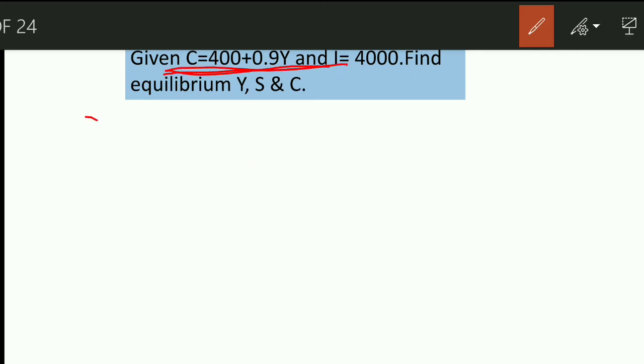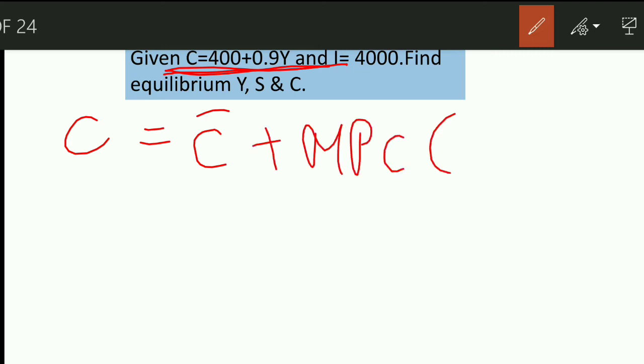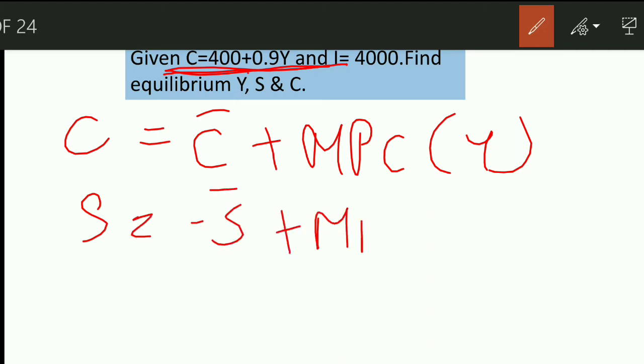What I did, first of all, I equated this equation with the equation of consumption. I told you that consumption is equal to autonomous consumption plus MPC into Y. All right, we equated it with it. Then we got the value of MPC and autonomous consumption. Then I told you that saving is equal to autonomous saving plus MPS into Y. And we equated it and we got the value.